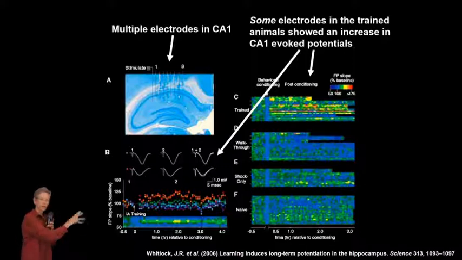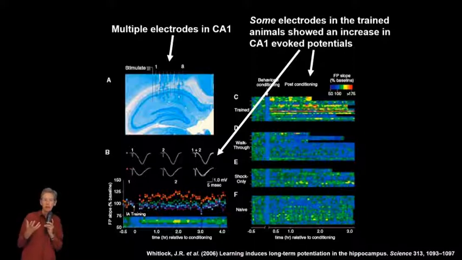And you can see that there's a lot of hot colours. So that reflects the general increase in strength of synapses. But you can also see that there's a lot of patchiness in that distribution. So not all of the electrodes saw an increase in strength. So the change happened in some places and not others. It was heterogeneously distributed across the hippocampus.